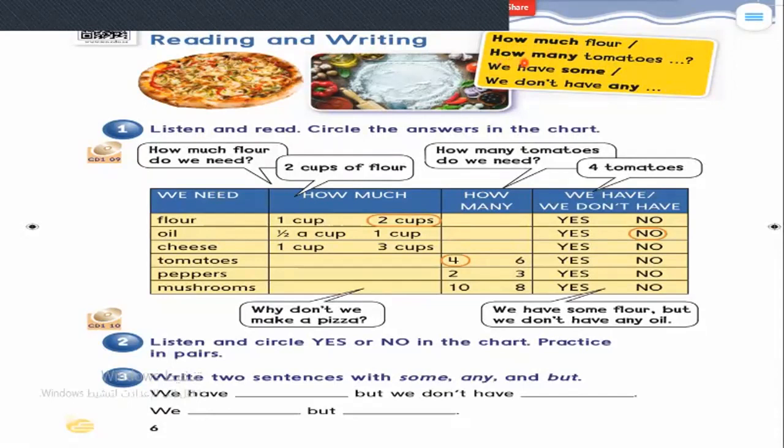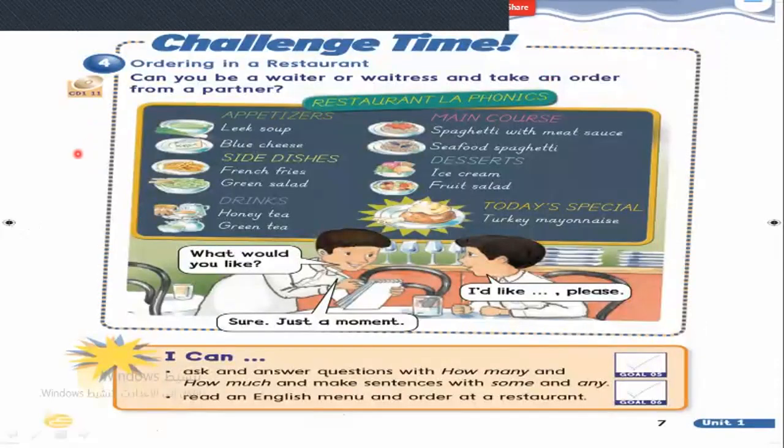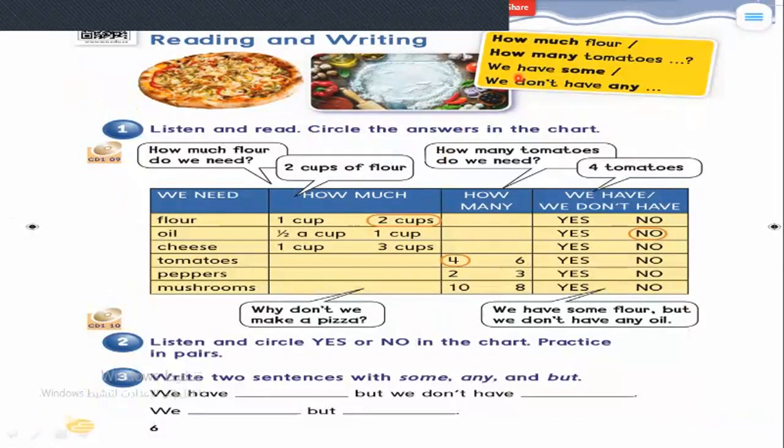So when are we going to use how many? Okay, we're going to use how many if we have something we can count. Like what? Like tomatoes. Like bananas. Okay, and then we have here some. Okay, sorry. So we have here, we don't have any.